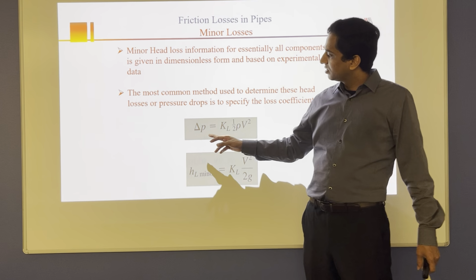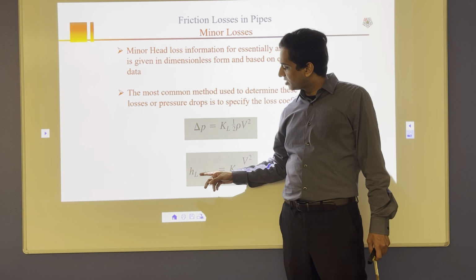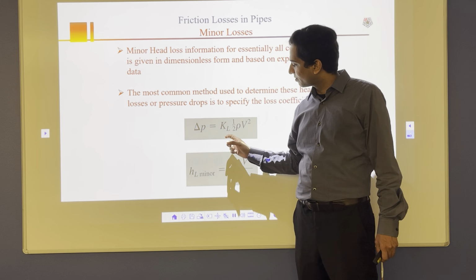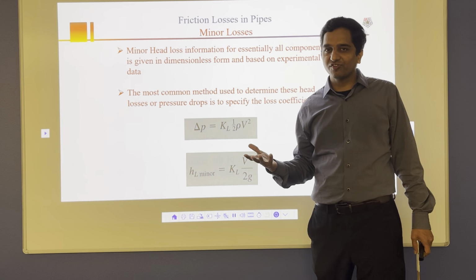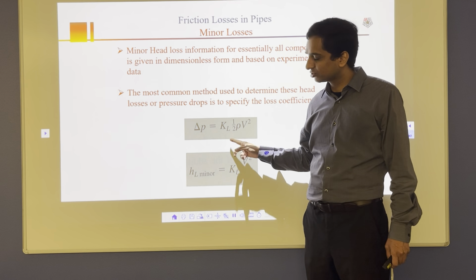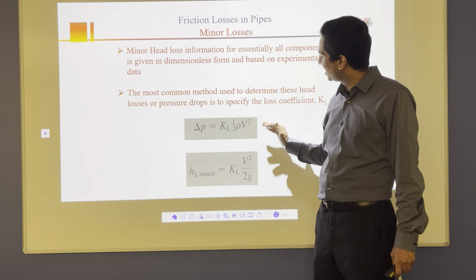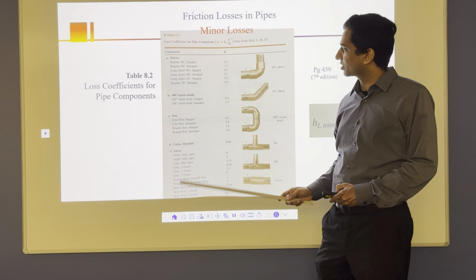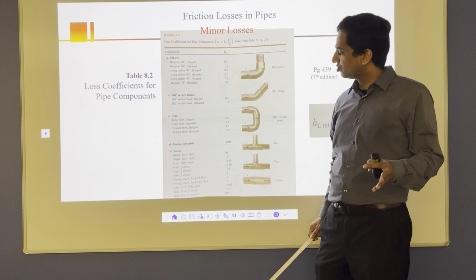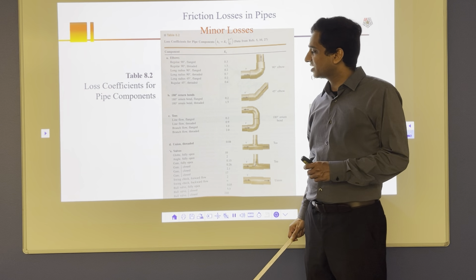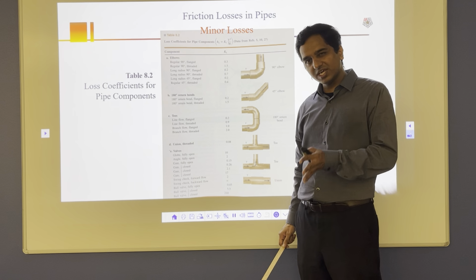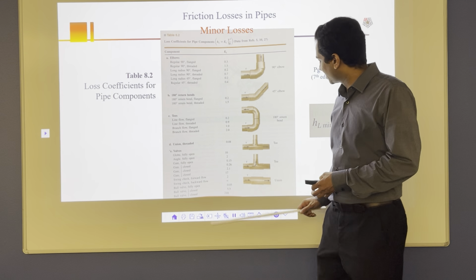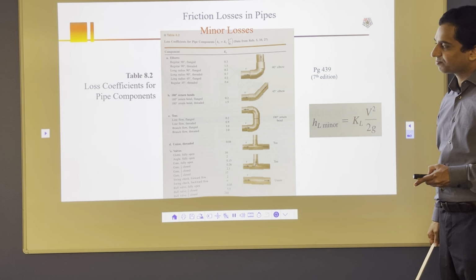So to understand this pressure drop and HL minor, we have this kind of formula, delta P = K_L * rho V^2/2. Now, the way we have the friction factor for major loss, we have K_L, the loss coefficient, for minor loss. The value for K_L is directly given in a table. This is the table that is in your book. You can use that and get K_L. If not, then K_L is normally given in the problem. Use that K_L to find your HL minor and pressure drop.